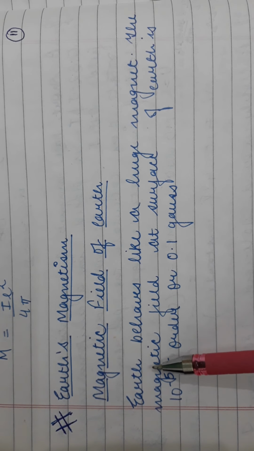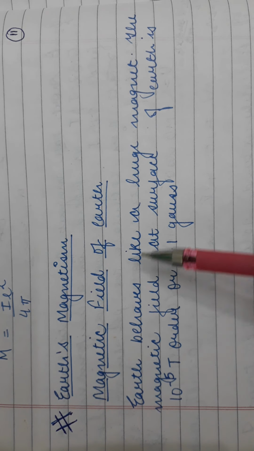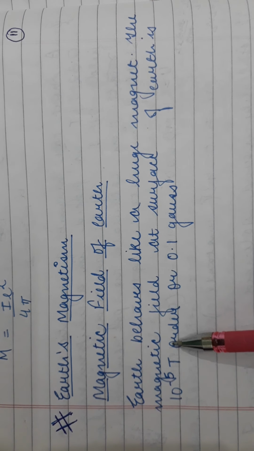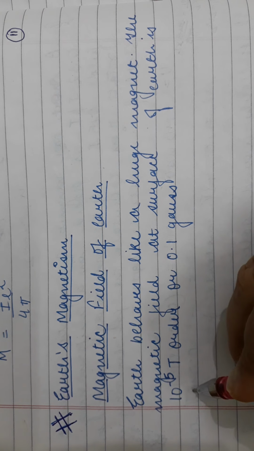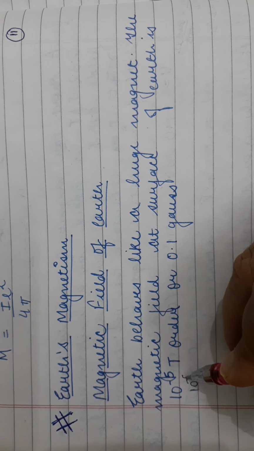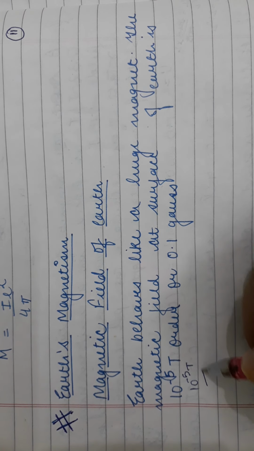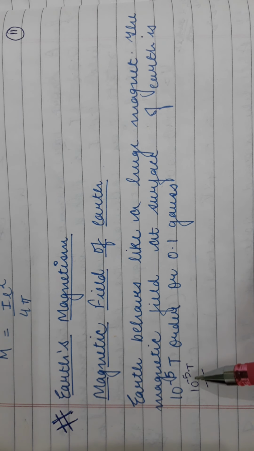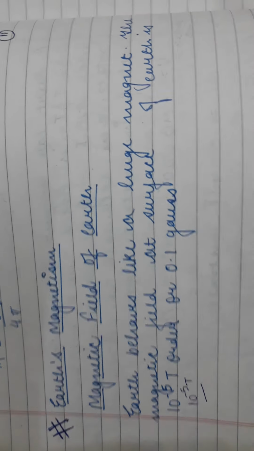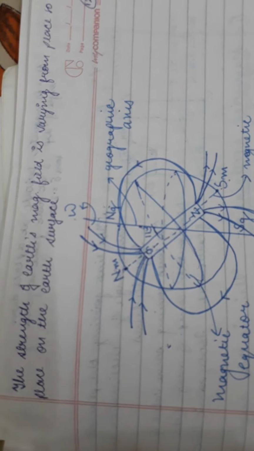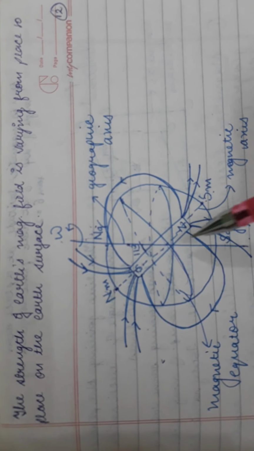So students, I have written here, Earth behaves like a huge magnet. The magnetic field at the surface of Earth is of the order of 10^-5 Tesla. The SI unit of magnetic field is Tesla. So the magnitude of Earth's magnetic field is 10^-5 Tesla or 0.1 Gauss. In order to understand the magnetic field of Earth, we have to discuss this diagram of Earth's magnetism.